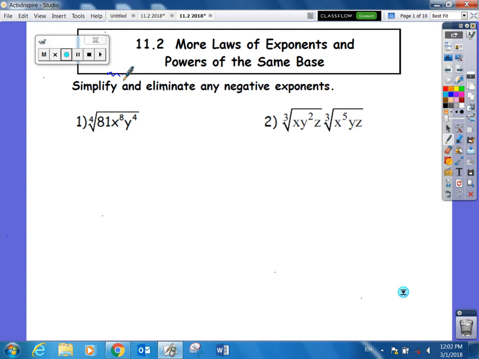If it starts in exponential form, you need to leave it in exponential form unless the directions specifically tell you, like yesterday, change radical to exponential, exponential to radical. Okay, so these just say simplify, and you still can't have negative exponents.